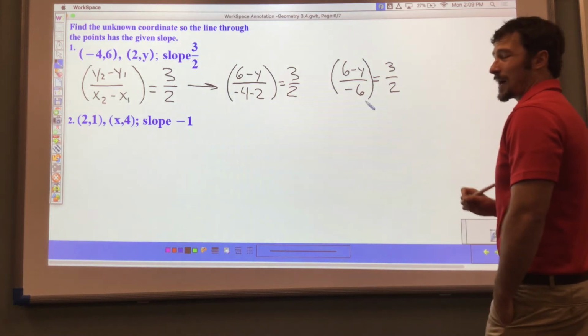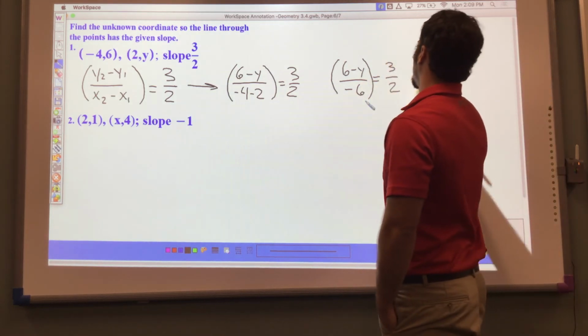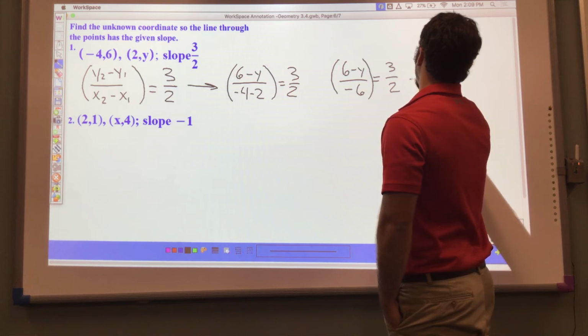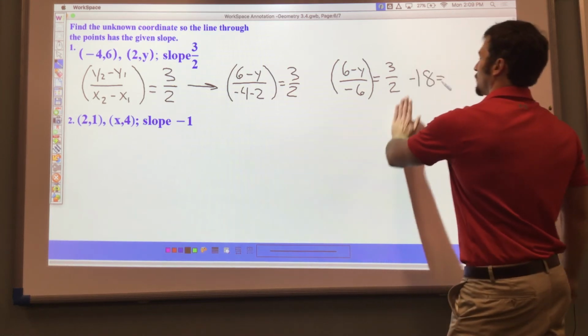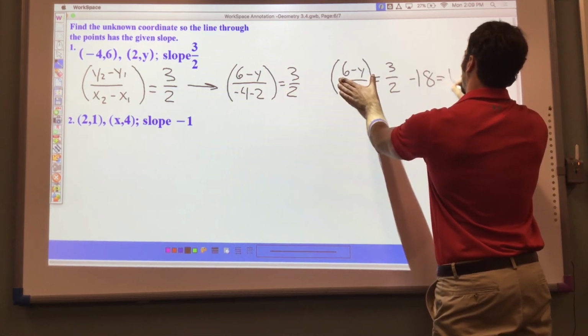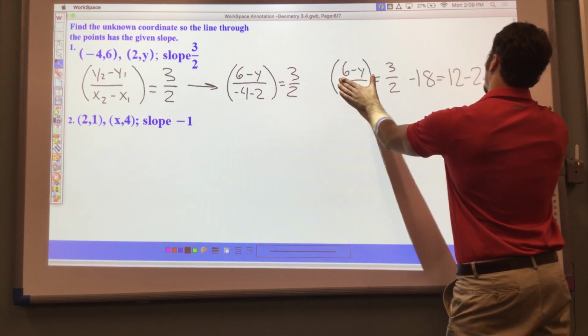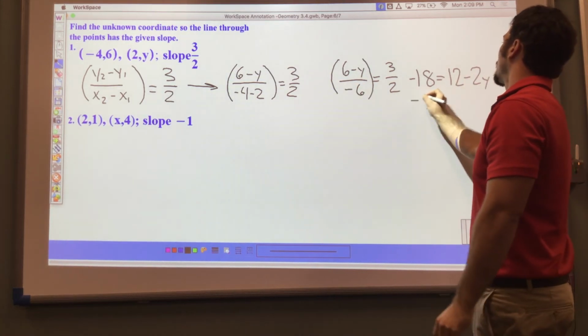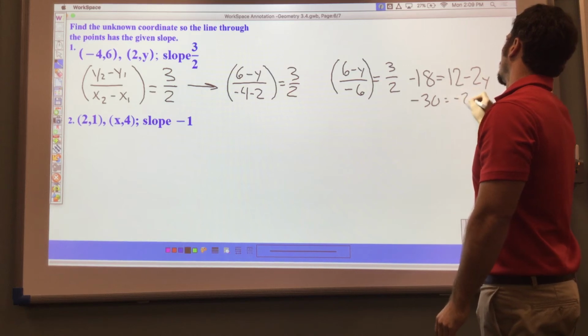Then we can use cross multiplication. Negative 6 times 3 is negative 18. And that's going to be equal to 2 times all this, so 12 minus 2y. Subtract 12, that's negative 30, and divide.